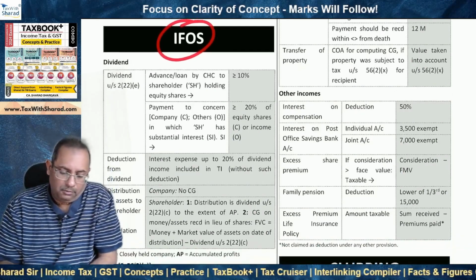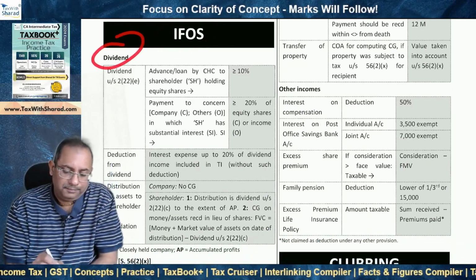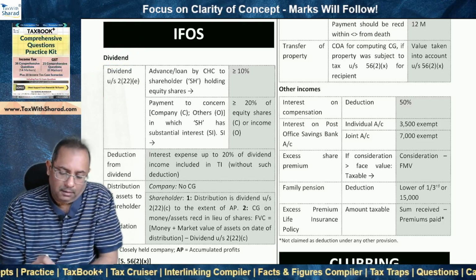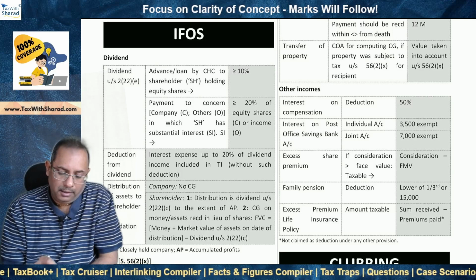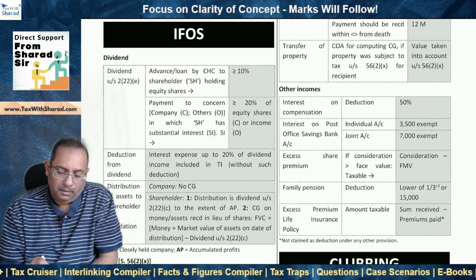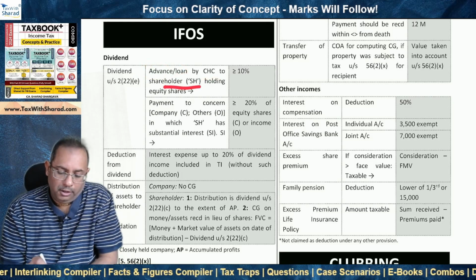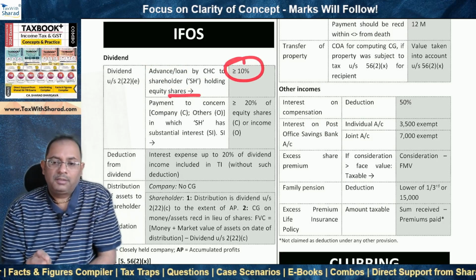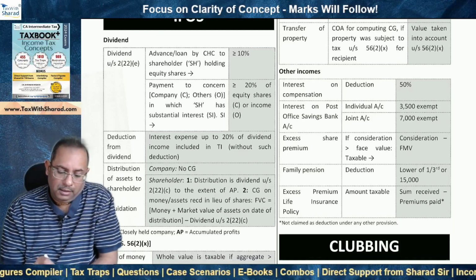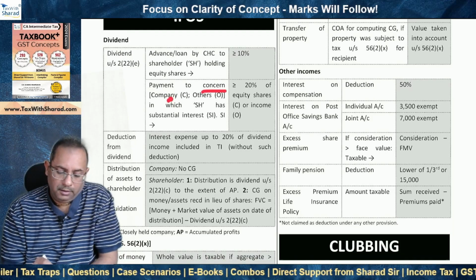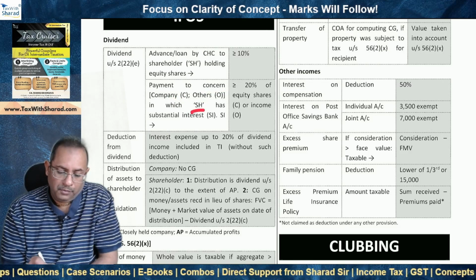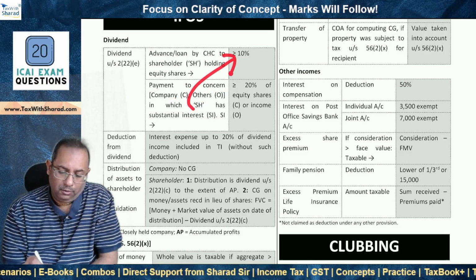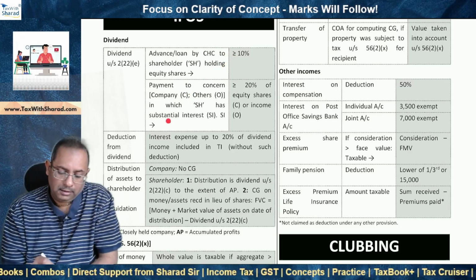We now look at income from other sources. Dividend. Dividend under section 222E, that is deemed dividend. Now we know it is taxable in the case of advance or loan by a closely held company to a shareholder holding 10% or more equity shares. It is also taxable when there is payment to a concern, whether it be company or others, in which the shareholder, that means this shareholder holding 10% or more, has a substantial interest.